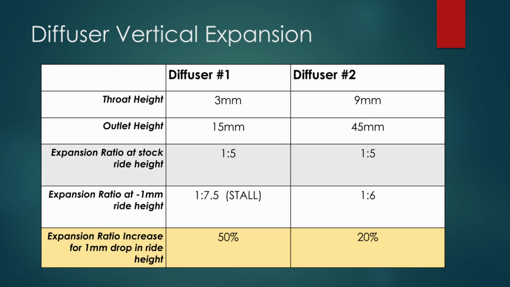But what's interesting is when you drop the ride height by only 1 millimeter, the smaller 3 millimeter throat height diffuser goes into stall with a 1 to 7.5 expansion ratio. It's actually just 1 millimeter that has a 50% increase in expansion ratio. Whereas with diffuser number 2 and the taller throat height, you can see that 1 millimeter change in ride height only changes the expansion ratio by 20%.